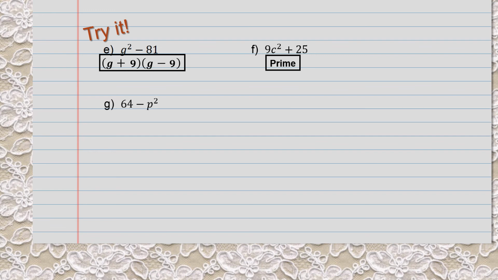For problem G, we have 64 minus p squared. This too is a try it problem. Hopefully you found the factored form to be 8 plus p times 8 minus p.